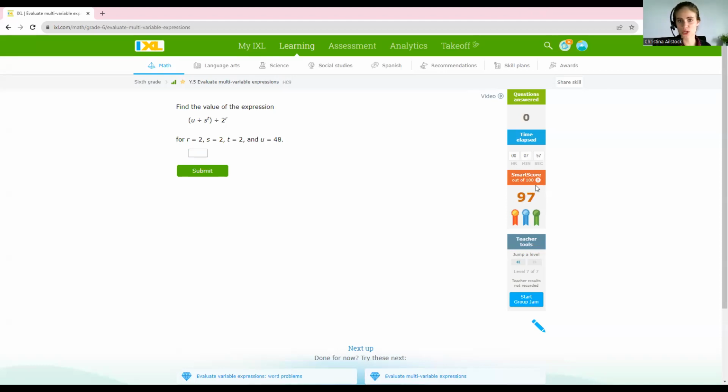As you can tell by my smart score, these problems, when you get higher up, are just going to have more parentheses, potentially more exponents, slightly larger numbers. But if you write it all out, use your calculator if necessary, I know that you guys can get this. All right, our expression here is in parentheses. We have U divided by S. Well, U has a value of 48. And that's divided by S, which has a value of 2.